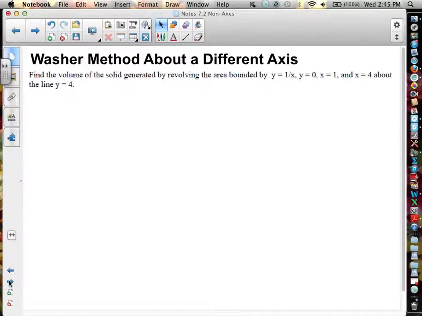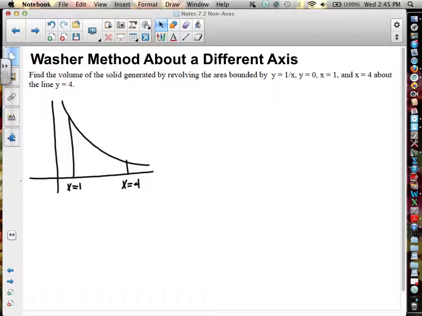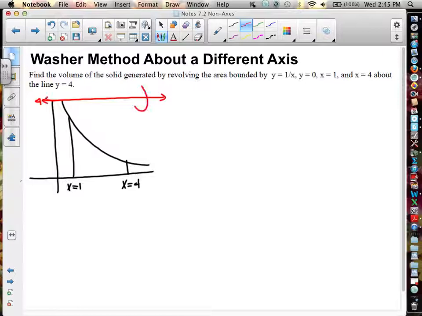If I do the same idea with a washer method, I'm going to have some space in there. So if I look at this graph, 1 over x, and x equals 0, y equals 0, which is the x-axis. X equals 1, x equals 4, and we're going to rotate this around the line y equals 4, that's up here. Right, my enclosed region then is going to be, let's see, this piece down here.